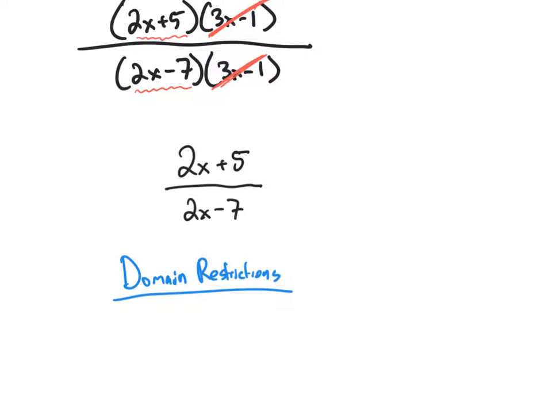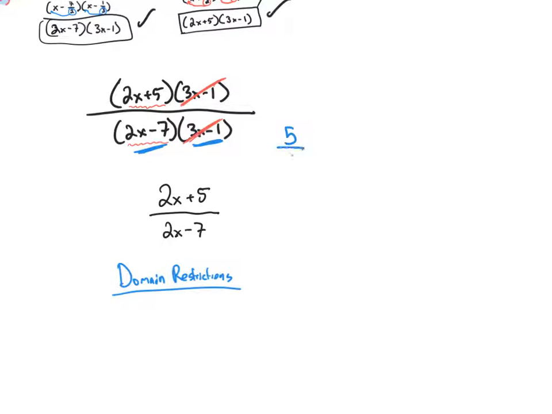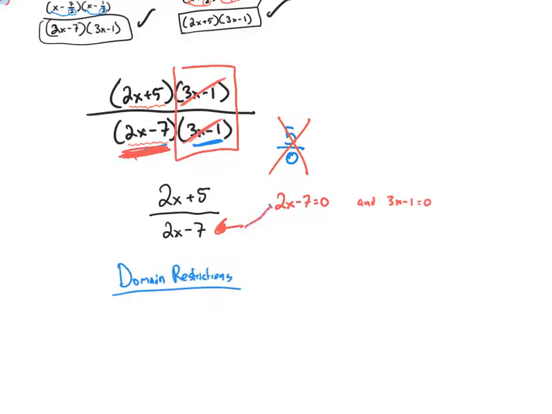So looking before I crossed off these values here, what would be the problem? Remember that if on a fraction, let's say I did 5 divided by 0, wrong. You can't divide by 0. It's never appropriate to divide by 0. So if 2x minus 7 equals 0, we would end up with a problem. And if 3x minus 1 equals 0, we would end up with a problem. Since we essentially canceled this one, we want to be aware of it. But this one right here is going to create the biggest problem. So what we do is just solve for this.